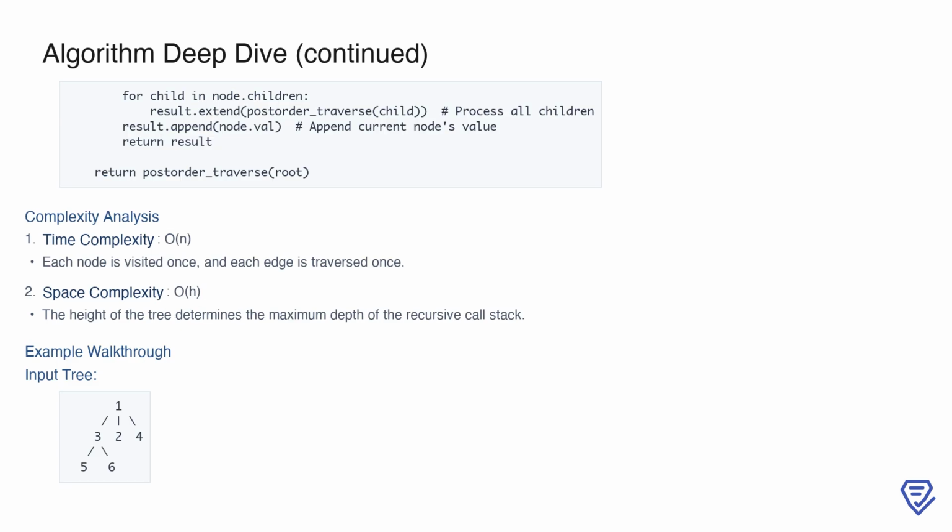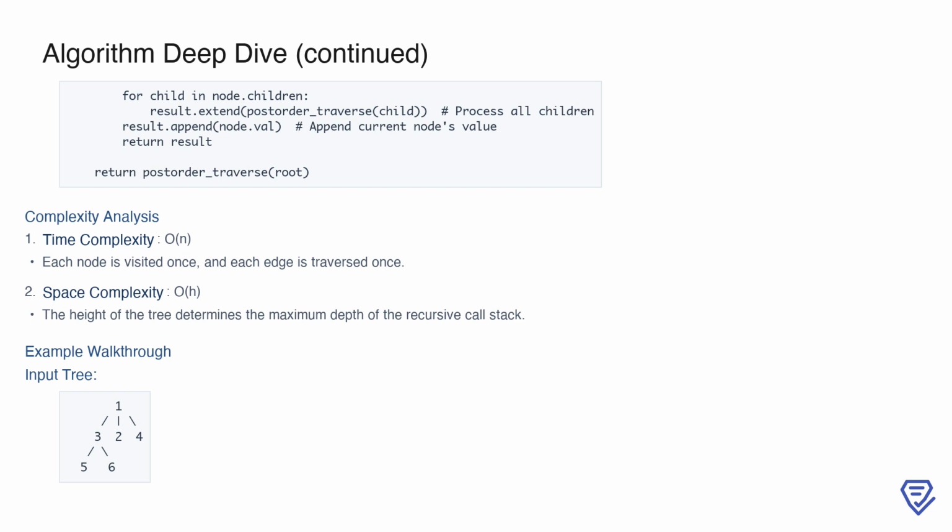Within the postorder_traverse function, we iterate over all the children of the current node, calling the function recursively for each child. The results of these recursive calls are extended into the result list, ensuring that the children's values are captured in postorder. Once all children have been processed, we append the current node's value to the result list. This step ensures that the node itself is added only after its children have been fully traversed. Finally, the result list is returned for each call. To complete the traversal, the postorder function calls postorder_traverse on the root node and returns the final result.